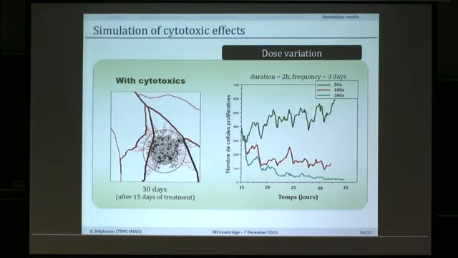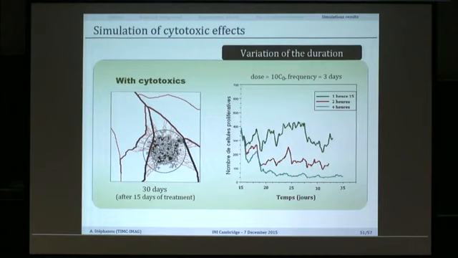What we discovered is that when we apply the cytotoxic, then we can reduce the size of the tumor, which is good news. But what we see is that we need to use the maximum dose, the highest dose, to get rid of the tumor cells. If we don't use a dose high enough, then of course the tumor will keep growing. The same with the duration of the injections. The most efficient are, of course, the longest injections. If the injection is too short, then we cannot get rid of the tumor cells.